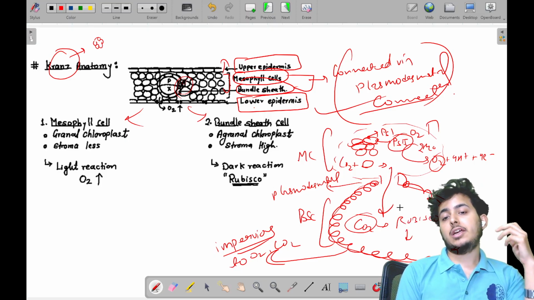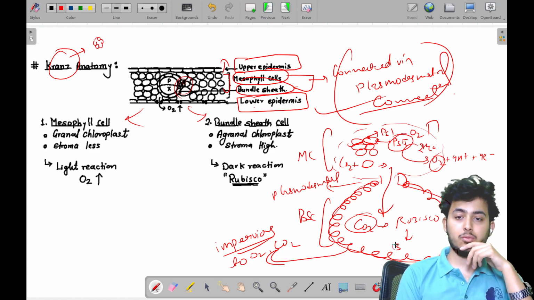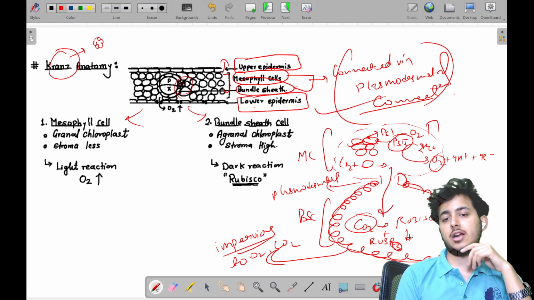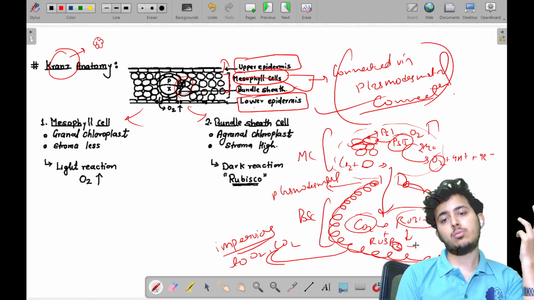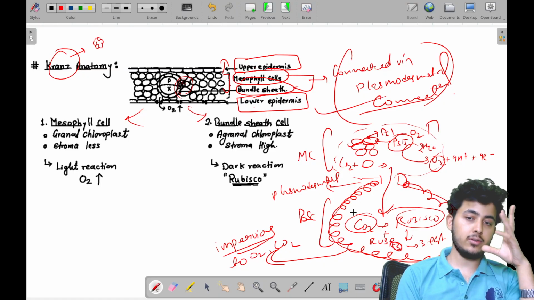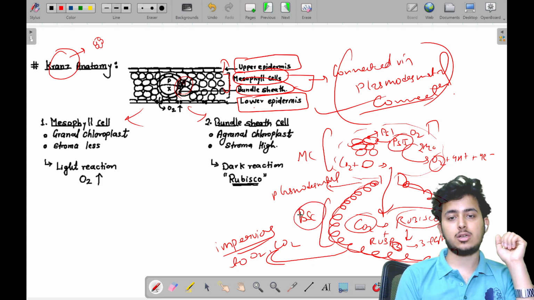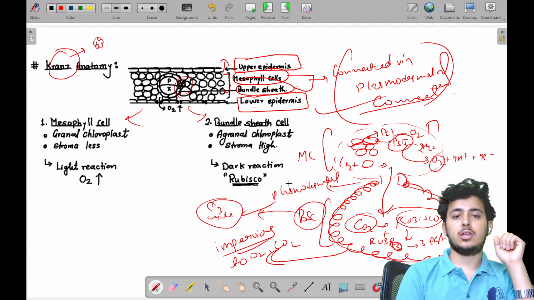And then again, in a similar process, the CO2 can now be added to the RuBP. Once it is added to the RuBP in the presence of Rubisco, you can get your products. So the similar C3 cycle can now carry on. So in the bundle sheath cell, basically your C3 cycle happens. Okay, that is the whole thing.